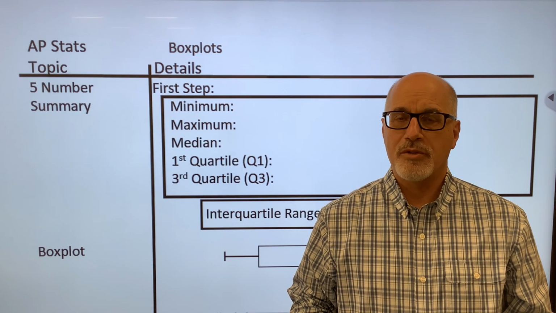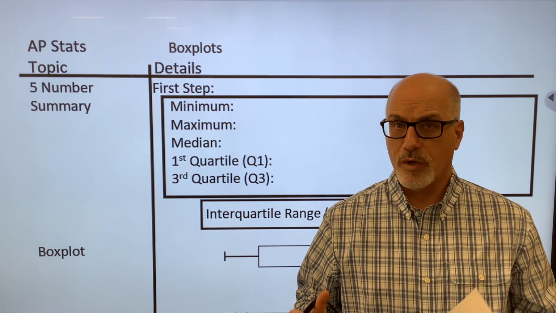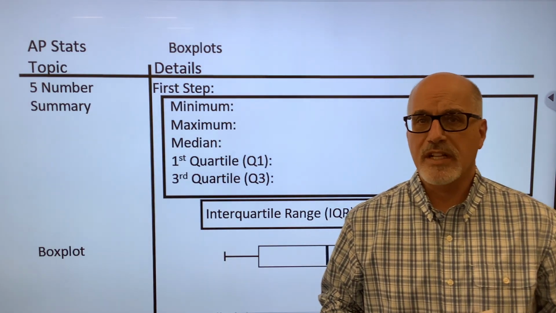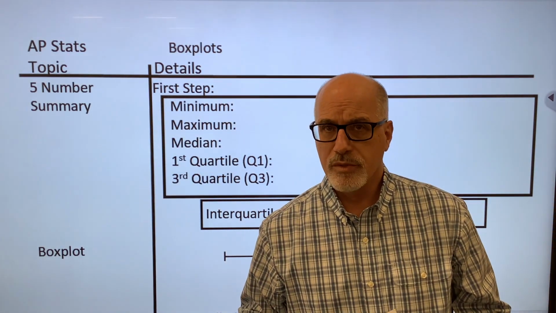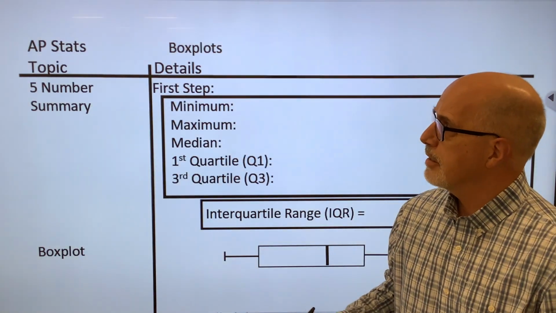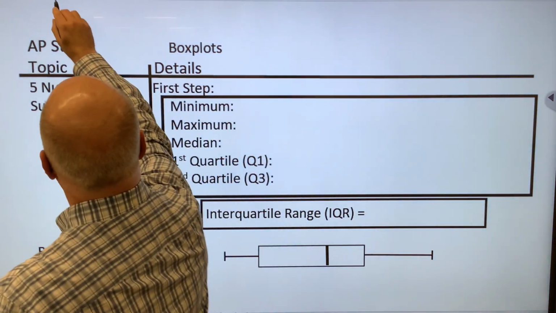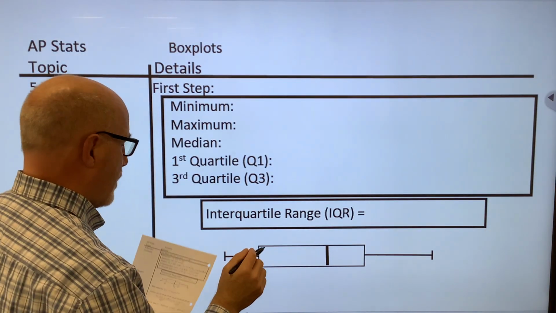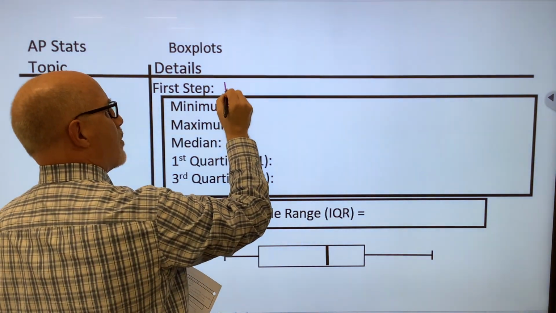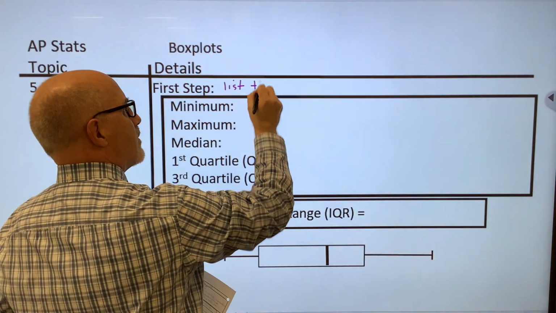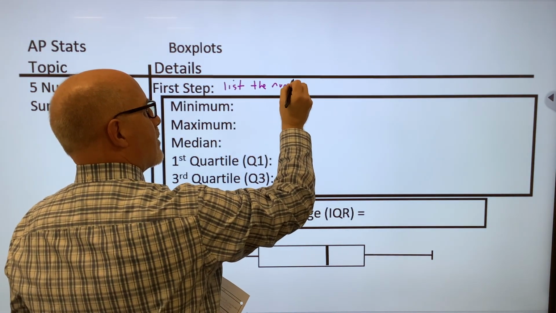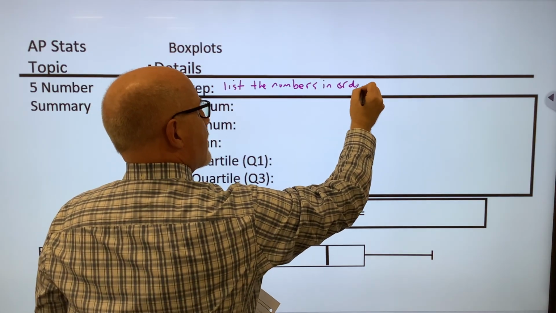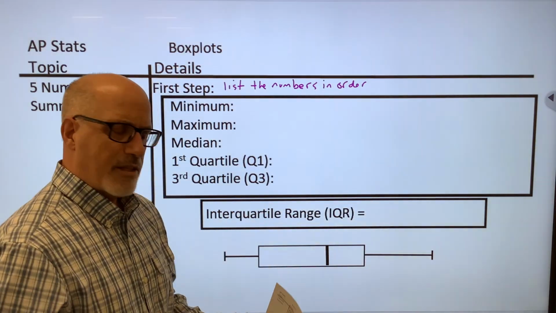For our study of elementary statistics at the beginning here, we're also looking at how to represent data in some ways that graphically will inform us. One of those ways is called a box plot. So when we do a box plot, we need to look at our data, and the first step is to list the numbers in order. This will allow us to find things like the median.